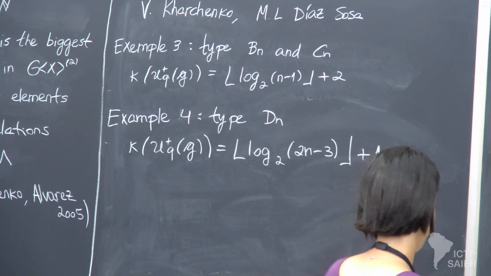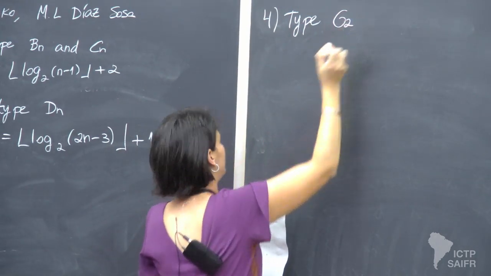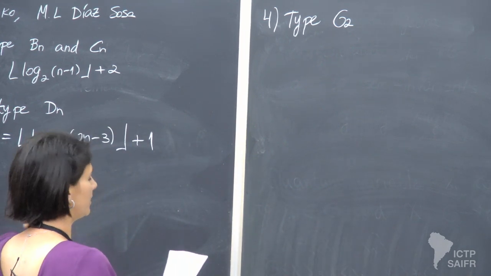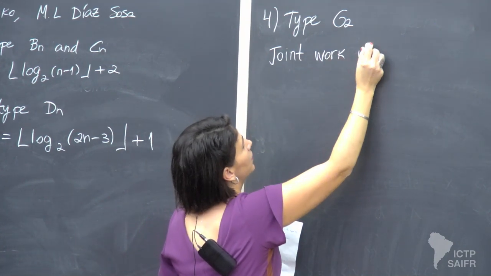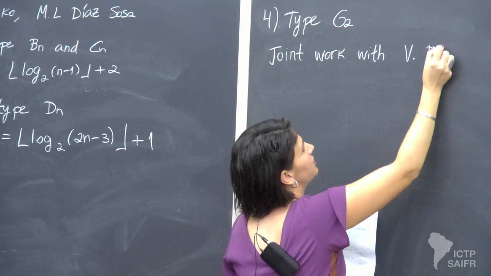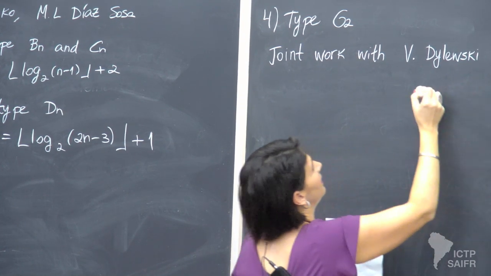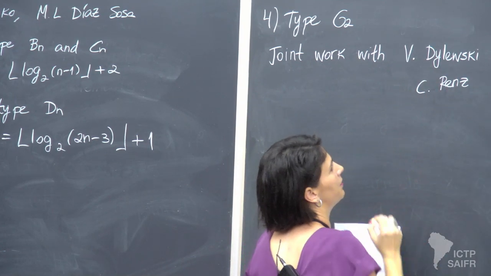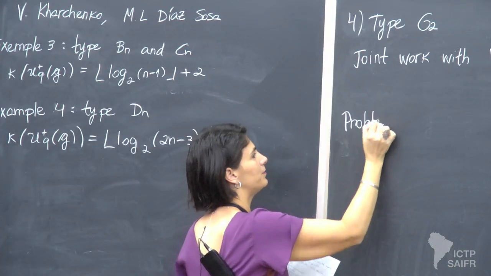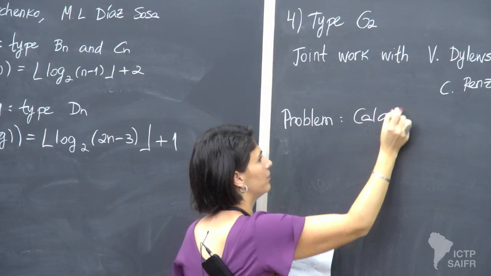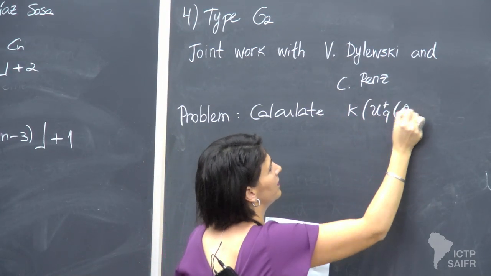So our problem is type G2. This is joint work with Vanusa Dilevski, who is my PhD student, and Carolina Hens, who is also a professor in Porto Alegre, and she's here. Our problem is to calculate kappa of type G2.